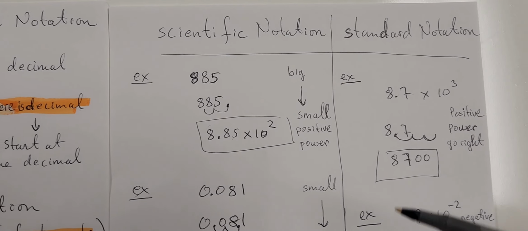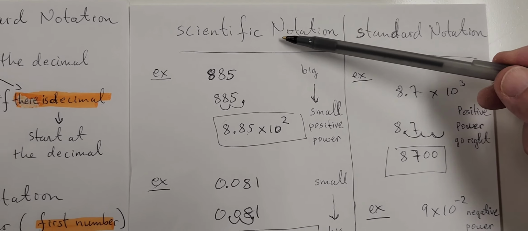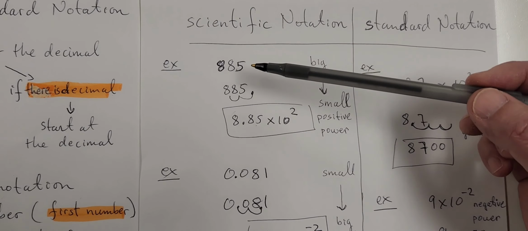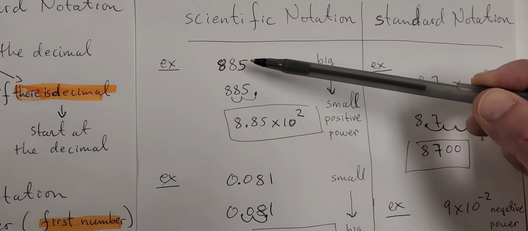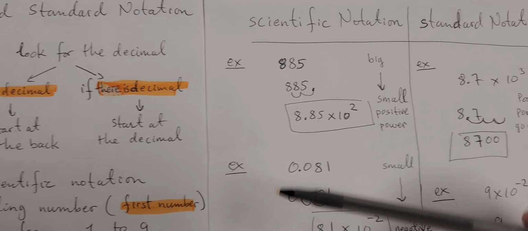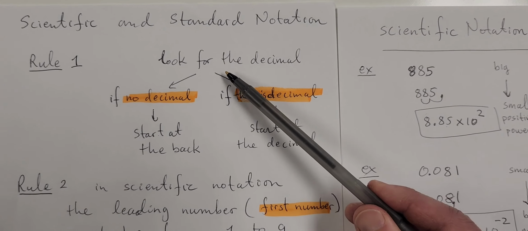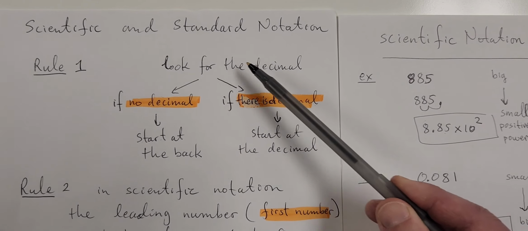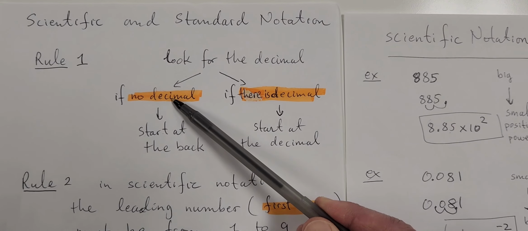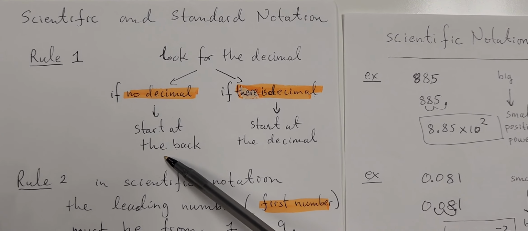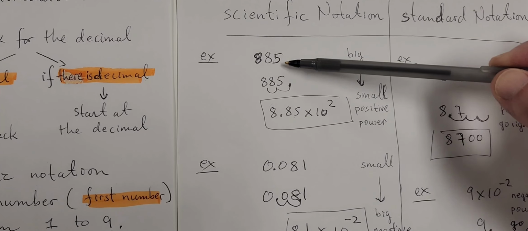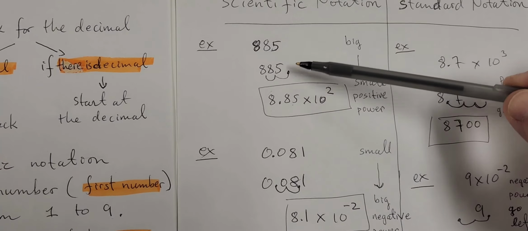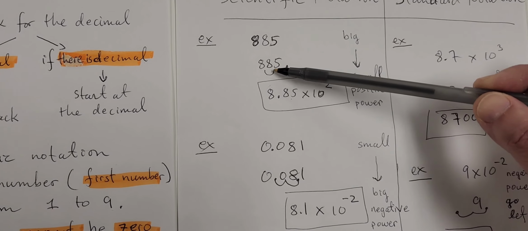Okay, so here for scientific notation, as you can see, the first example, there is no decimal, so we start in the back. Again, follow rule number one. It says look for the decimal. If there is no decimal, start at the back. So in this situation, there is no decimal, so we start in the back. And then we're going to move to the left side.